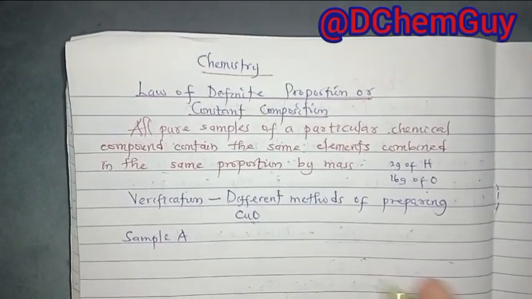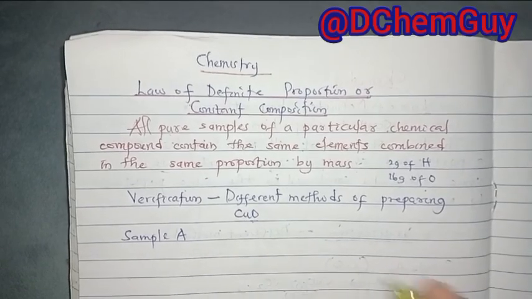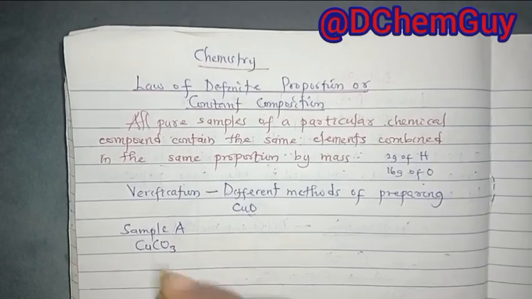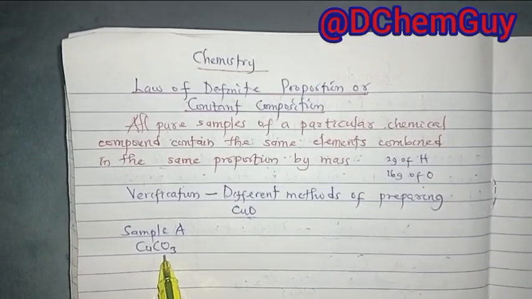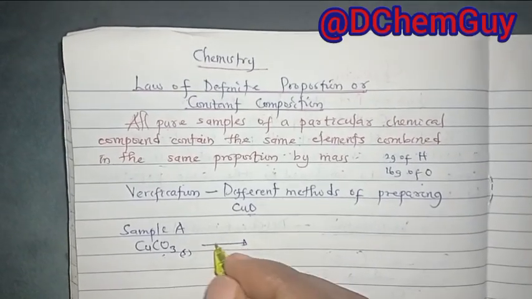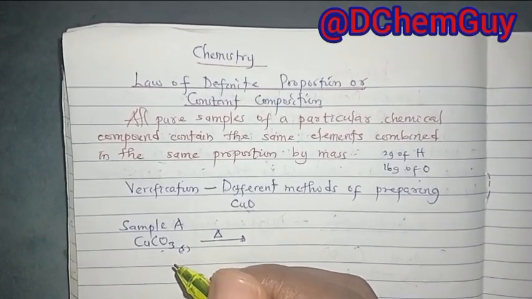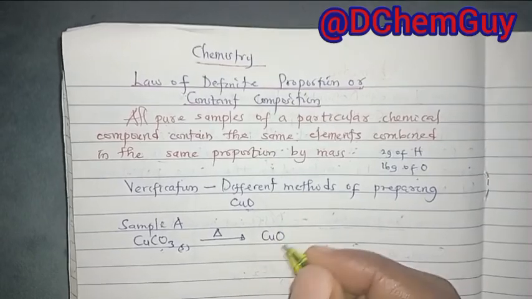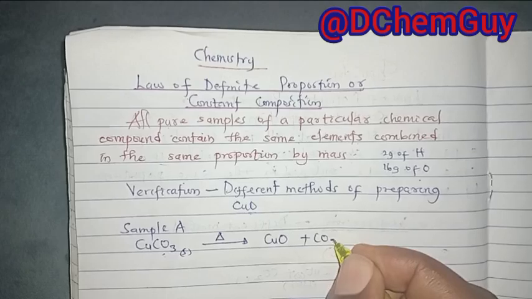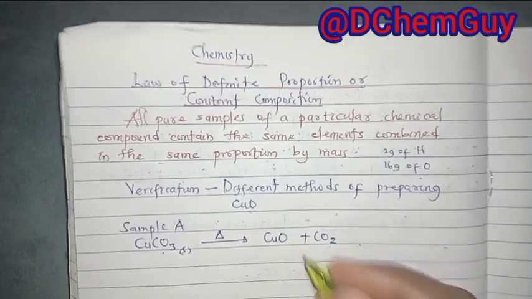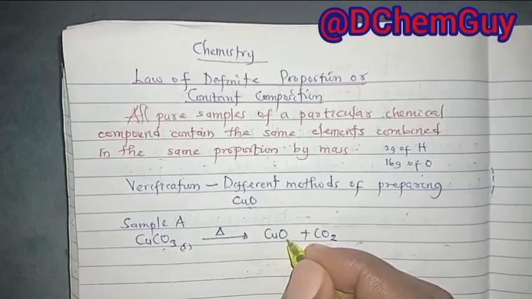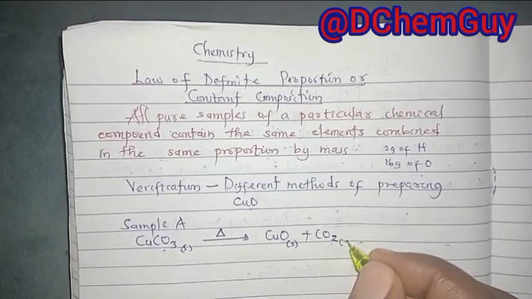So how can we prepare copper 2 oxide? It's very easy. We can prepare copper 2 oxide from copper 2 trioxocarbonate 4. This is solid. We put it in a crucible and heat it. It's going to decompose into copper 2 oxide and carbon 4 oxide. So how do you know the reaction has gone to completion? You heat very well. This one is going to be a solid, and this one is going to be a gas. The gas is going to be evolved.